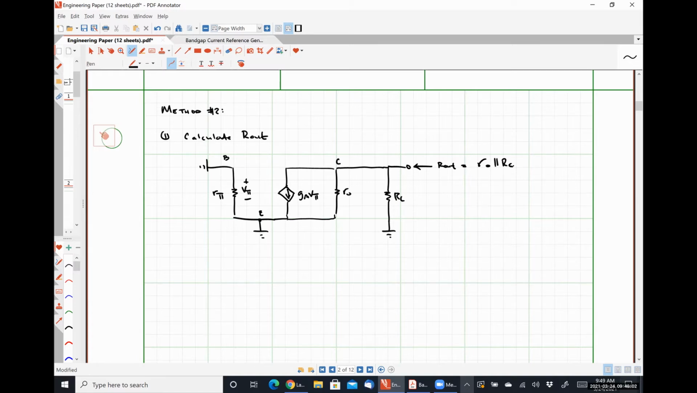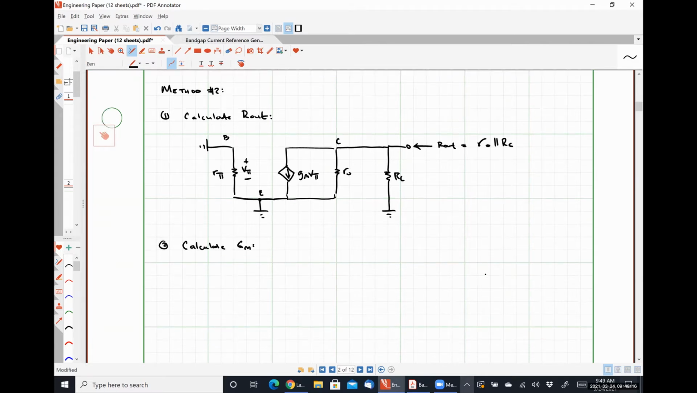Now we would need to calculate the short circuit transconductance. And so to do that, look at our small signal model again. This time our input is being applied.